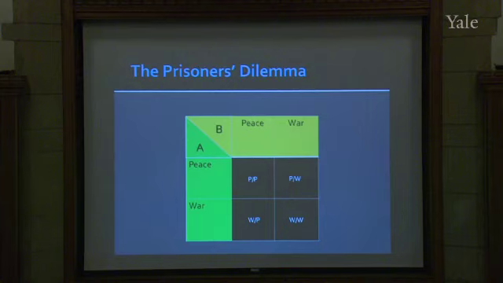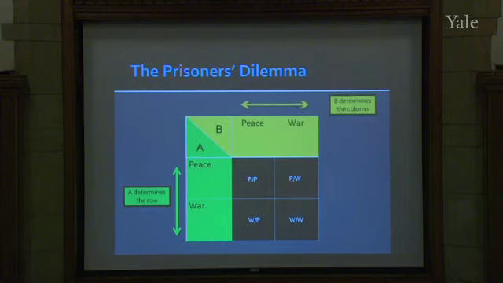Now, what's important to notice about the structure of the prisoner's dilemma is that A has control over which row obtains. A can determine whether we're in this row or this row, but A has no control over which column obtains. B, by contrast, has control over which column obtains, and no control over which row obtains. B can determine whether we're in the left-hand column or the right-hand column, but B can't determine through his direct behavior whether we're in the top row or the bottom row.